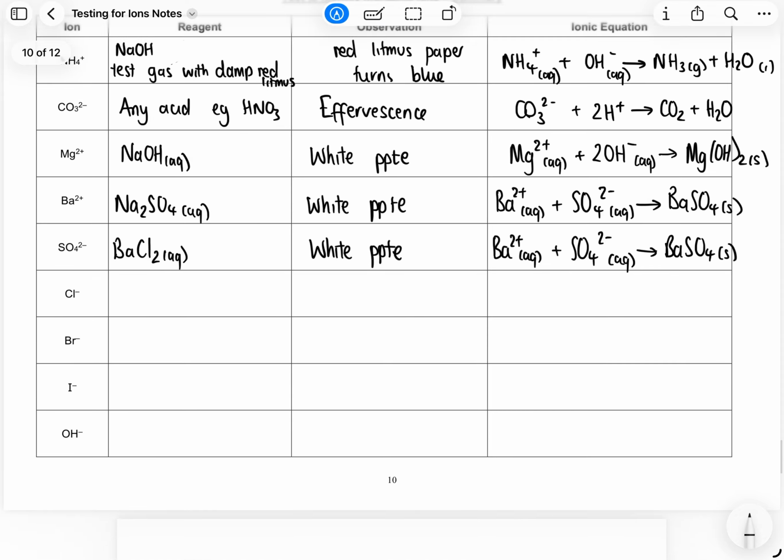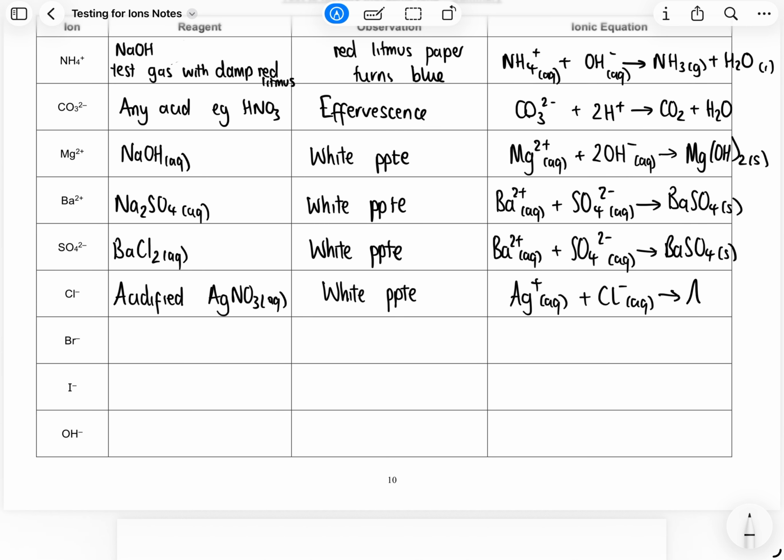Okay, then to test for chloride ions, we're going to use acidified, so we're going to add some acid first, silver nitrate solution. That acid, remember, removes the carbonates. And we will get a white precipitate of AgCl because the Ag plus ions from silver nitrate react with the chloride ions to give me silver chloride.